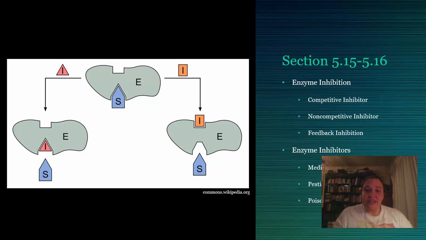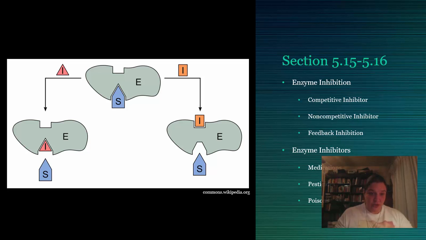Our cells need to be able to control their enzymes, however, and this means that sometimes it's necessary to inhibit or turn off enzyme function. Say when a process, a reaction has run long enough and enough product has been made, it's time to turn off the machine that is the enzyme. And there's a couple of different ways of doing this: competitive and non-competitive inhibitors.